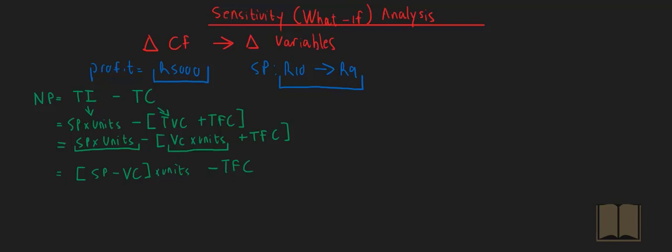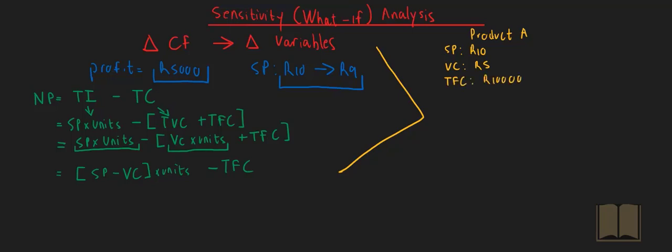Now let's see how this works by way of an example. Let's say you've got a certain product. Let's call it product A. Product A has got the following properties. It's got a selling price of 10 Rand. It's got a variable cost of 5 Rand. It's got total fixed costs of 10,000 Rand. The current number of units sold is 4,000.